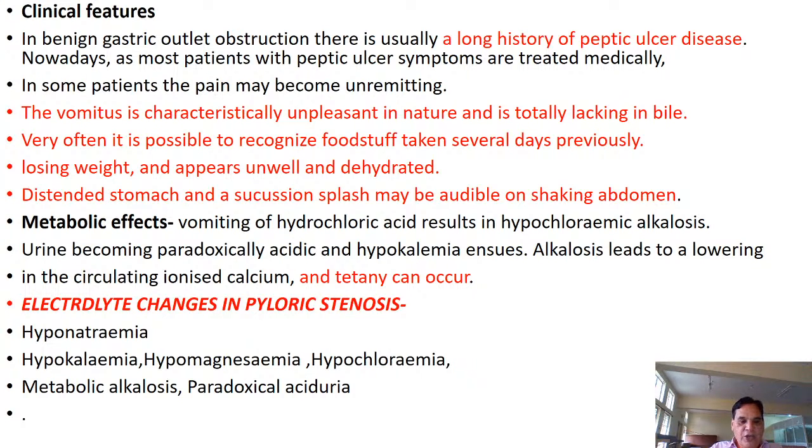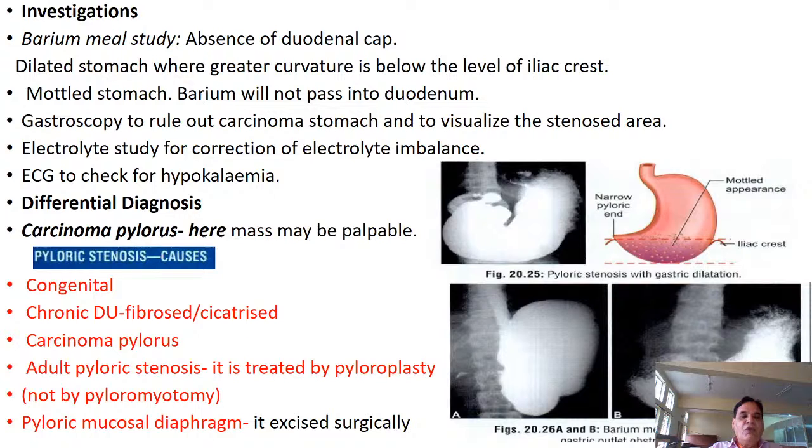There are electrolyte changes like hyponatremia, hypokalemia, metabolic alkalosis and paradoxical aciduria. Simply remember hyponatremia, hypokalemia, hypocalcemia, hypomagnesemia, everything less. The presentation for us is tetany. Okay. What are the investigations? They are very simple. The commonest investigation done in the past was a barium meal study.